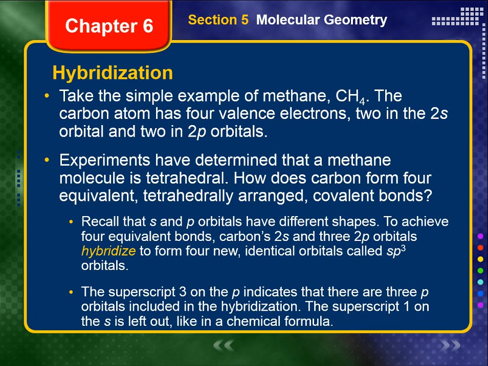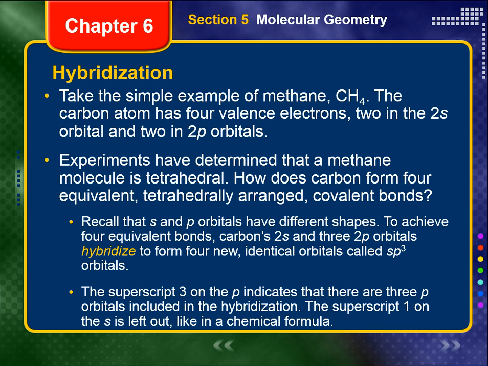Methane, CH4, provides a good example of how hybridization is used to explain the geometry of molecular orbitals. The orbital notation for a carbon atom shows that it has 4 valence electrons, 2 in the 2s orbital and 2 in the 2p orbitals. We know from experiments that a methane molecule has a tetrahedral geometry. How does carbon form 4 equivalent tetrahedrally arranged covalent bonds by orbital overlap with 4 other atoms?